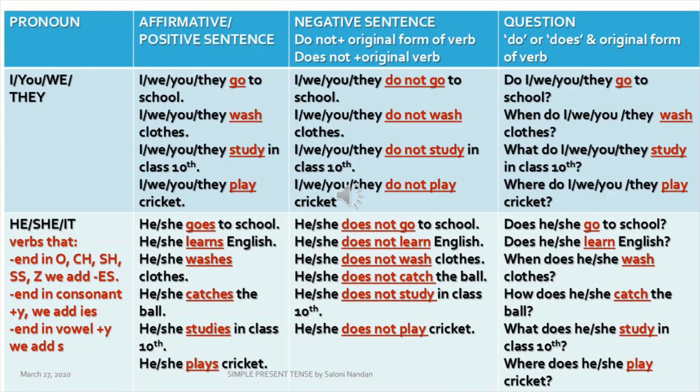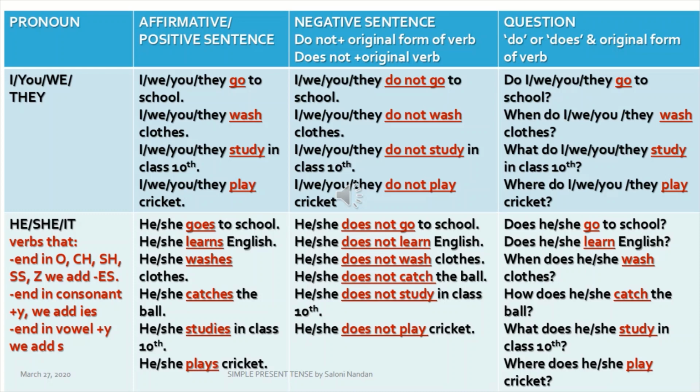He, she learns English. Here you notice that the verb does not end with O or CH or SH or SS or Z. It ends with N, so we just add S to it to make it a simple present tense. Another example, he, she washes clothes.